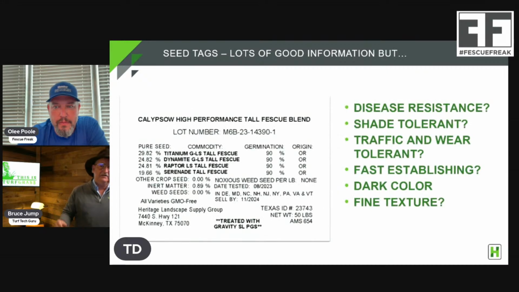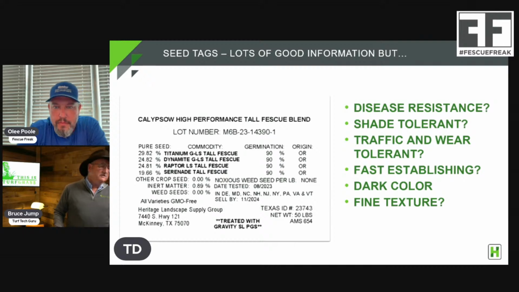Ole, here are 4 varieties in our Calypso High Performance Blend: Titanium GLS, Dynamite GLS, Raptor LS Tall Fescue, and Serenade Tall Fescue. If I were to ask you, which one of those 4 tall fescues has the darkest green color, would you be able to answer that by just looking at the seed tag? No, sir. It doesn't say a thing about color, does it? How about fine texture? Could you tell me which one's the finest texture? How about shade tolerance? Traffic tolerance? Are they fast establishing? No. The seed tag has great information, but it doesn't tell us anything about this, does it?